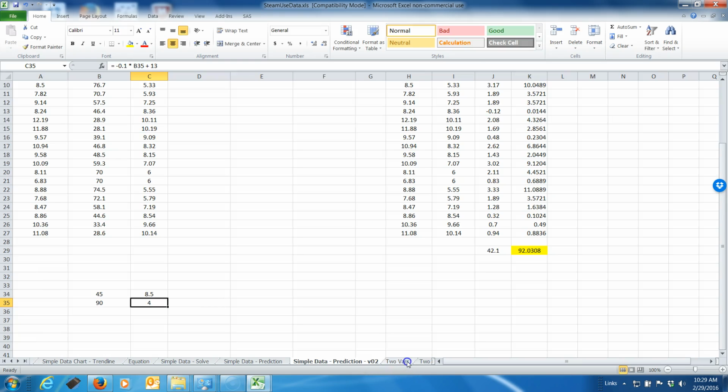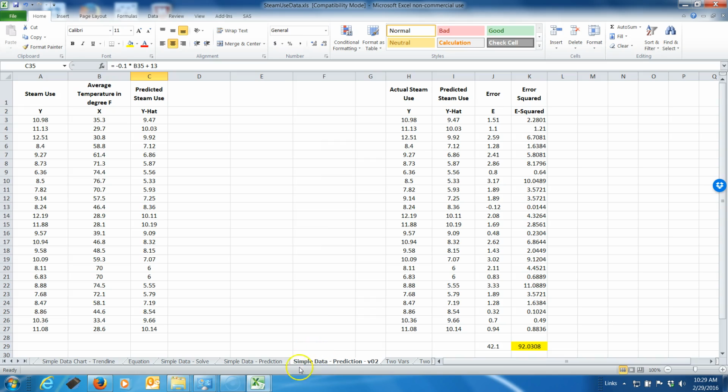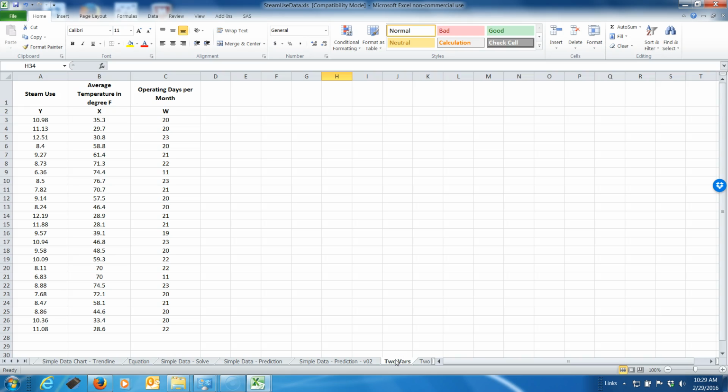But let's now expand this, because sometimes you've got more than one variable. So let's now expand to two variables. Now we know that the average temperature in the month was 35.3 degrees Fahrenheit, but we also know that the factory was open 20 days. In this case it was open 20 days. Down here it was only open 11 days. Over here it was 23 days. So if I know how long the factory was open, it's obviously going to have an effect on how much steam the factory uses.